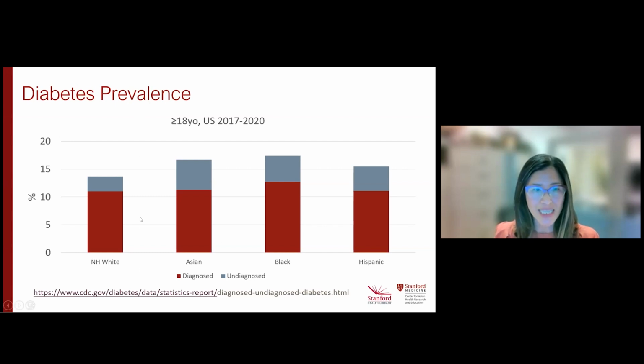So if we look at diabetes prevalence, what we usually find is that in populations that are non-white, non-Hispanic white, the prevalence of diabetes is usually higher. So it's higher in Asians, Blacks, and Hispanics. And these bars refer to, in red, diagnosed diabetes and, in gray, undiagnosed. The other thing to note is that not only is the prevalence of diabetes higher, but prevalence of undiagnosed diabetes is also higher in non-white populations, especially in Asian Americans.